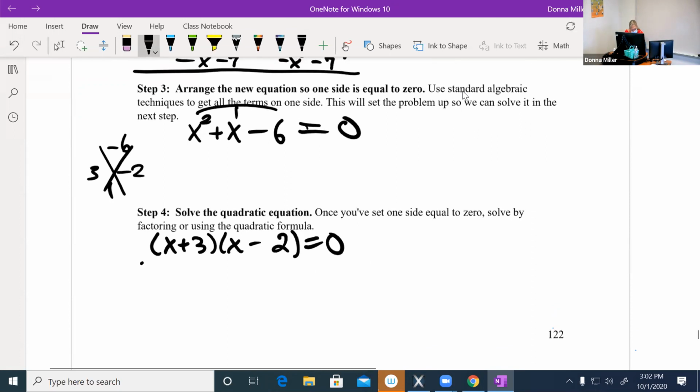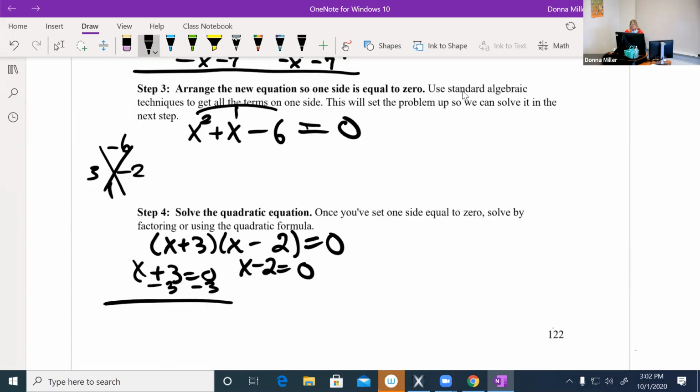And so either x plus 3 equals 0 or x minus 2 equals 0. If I move the 3 over, x is -3. If I move the 2 over, x is 2. Okay? So those are the x coordinates of the points of intersection.